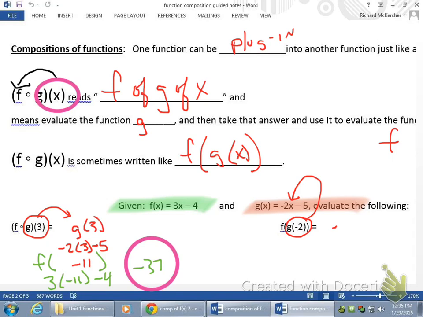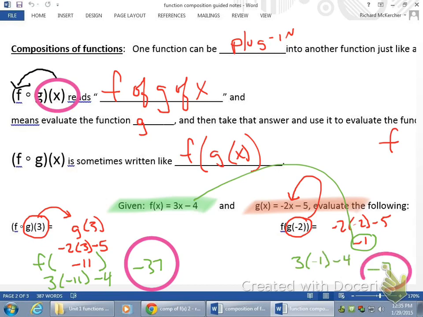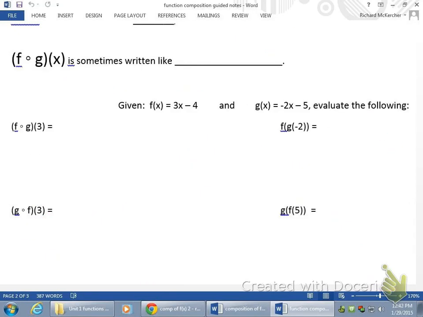Okay, I'm going to substitute the g of negative 2 in for the g function. And then I take that answer and plug it into the f function. Now, here's a couple more examples. I'll do them quickly. Just pause it whenever you need to.